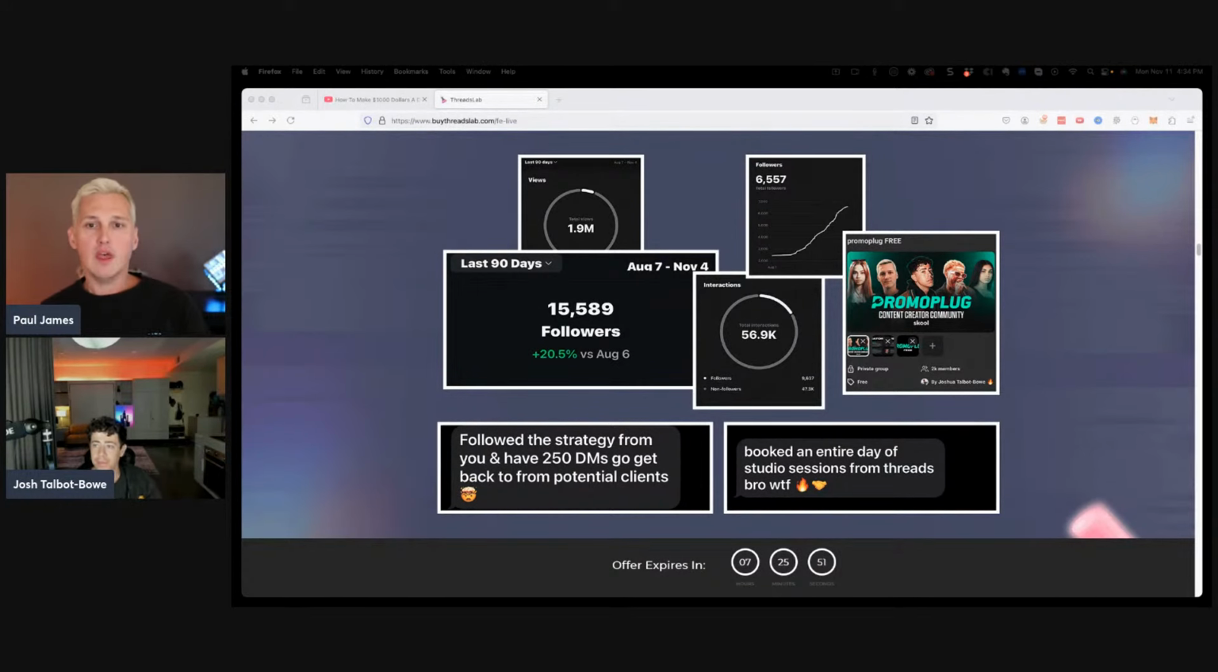What about the investment to get started? Obviously, we don't need to talk about the investment of Threads Lab, but say someone gets in and has Threads Lab already. Do they need to spend money elsewhere in order to get going?